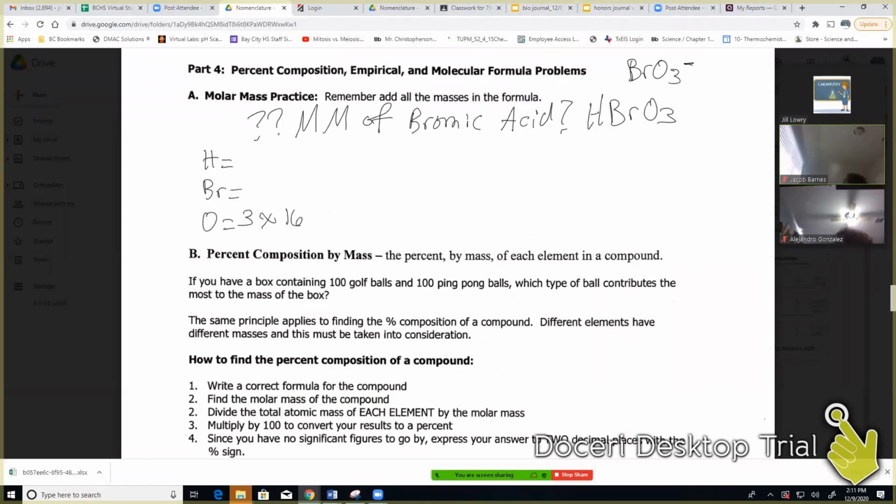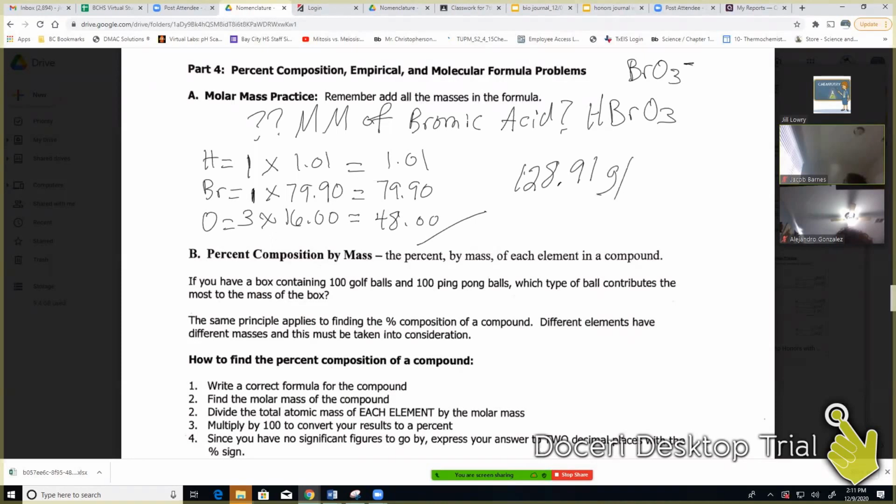3 times 16, that's the one I always know, for oxygen. Bromine, I had 1, 79.90. 3 times 16 is 48. And a good old hydrogen, I have 1.01. So there are my 3, and I total them up to get the molar mass of my whole compound. 128.91 grams per mole.